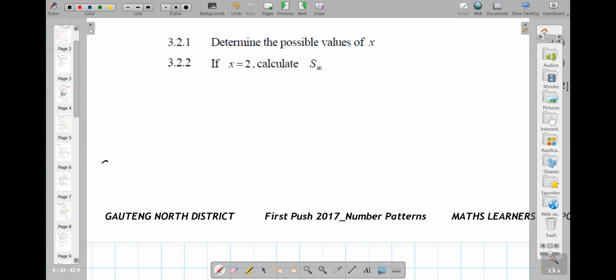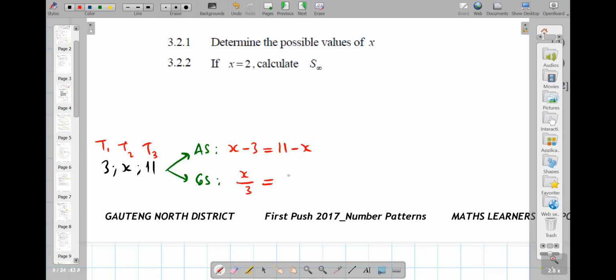For example, let me just give you an example. You have 3x, x and 11. What do you do when it is an arithmetic series, or what do you do when it is a geometric series, to find x? When it is an arithmetic series, that's my T1, that's my T2, that's my T3. You basically say T2 minus T1, x minus 3, is equal to T3 minus T2, 11 minus x, and you solve it. But when it is a geometric series, you say x over 3 is equal to 11 over x. So you cross multiply and solve it. So we can solve x from here, and we can solve x from here, for different conditions. One is for an arithmetic series, one is for a geometric series.